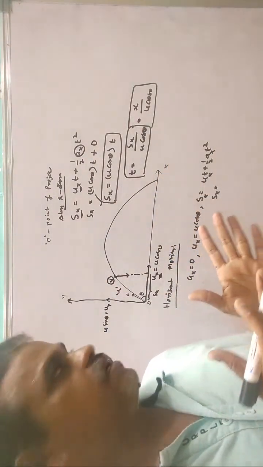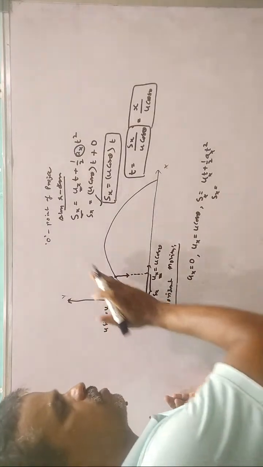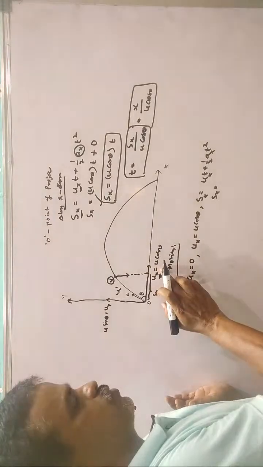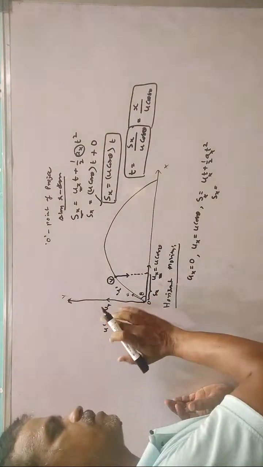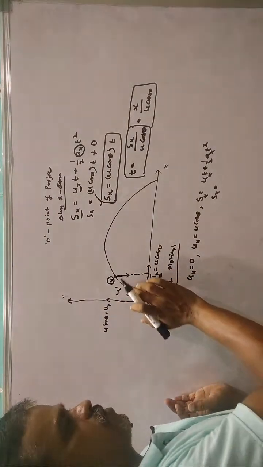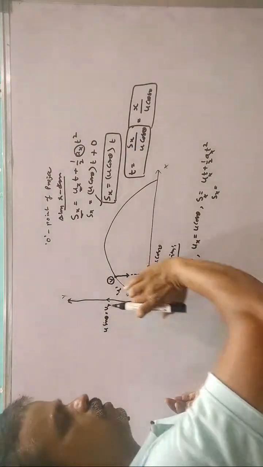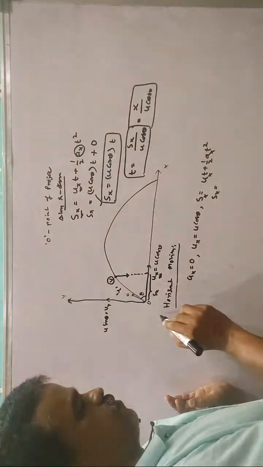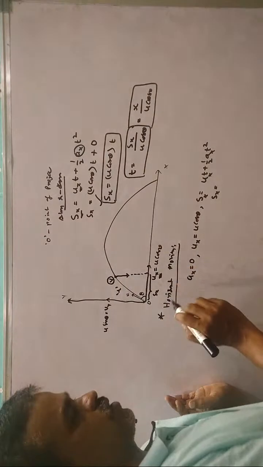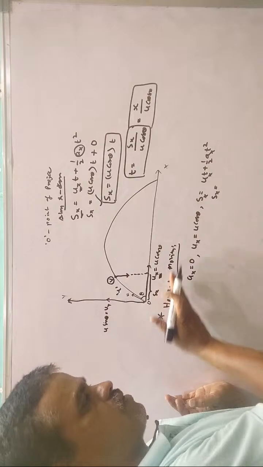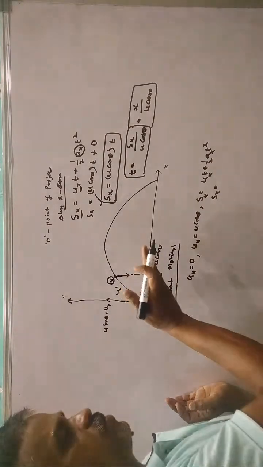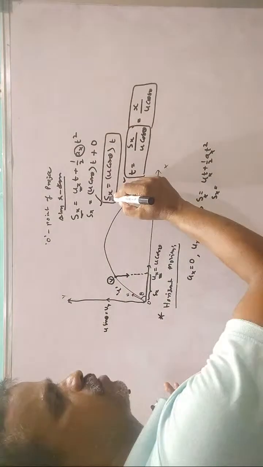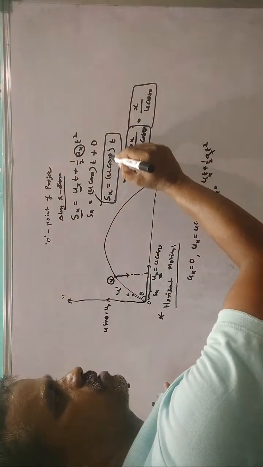See what I did here. We projected a body obliquely. The initial velocity component along the x-axis is ux, the initial velocity component along the y-axis is u sin theta. After time t, the body goes in the plane up to here. So what we want to calculate here is horizontal motion. In horizontal motion, how much displacement is covered after time t. So for that, displacement along the x direction equal to u cos theta into t.